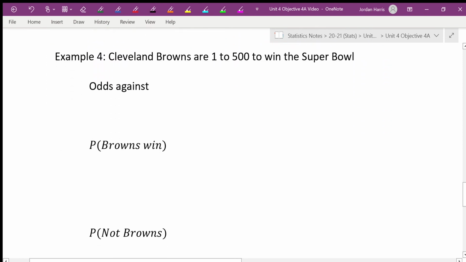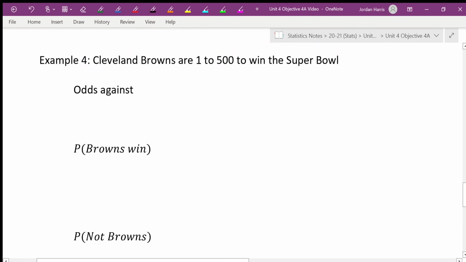So if you actually looked up the odds, it might be different this year, but this was a couple years ago. The Cleveland Browns are 1 to 500 to win the Super Bowl. So those are my odds. They are not the probability, they are the odds. These are odds for. The odds for Cleveland Browns winning the Super Bowl are 1 to 500. The odds against, then, are the opposite. You just flip the numbers, 500 to 1. It's not very complicated. Odds against versus odds for, you just change the order of the numbers.